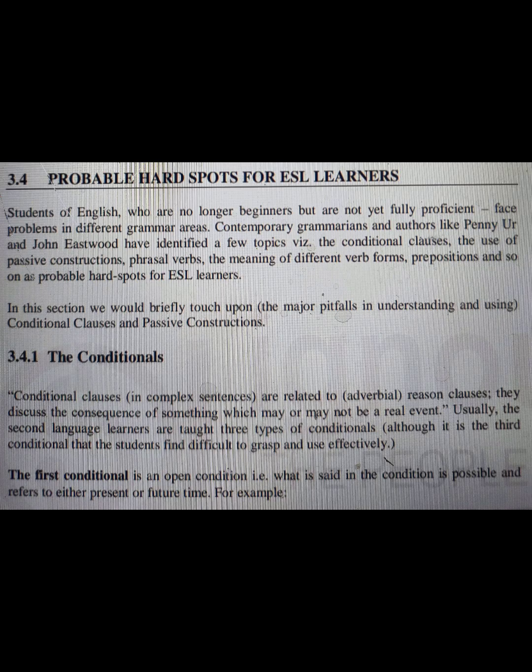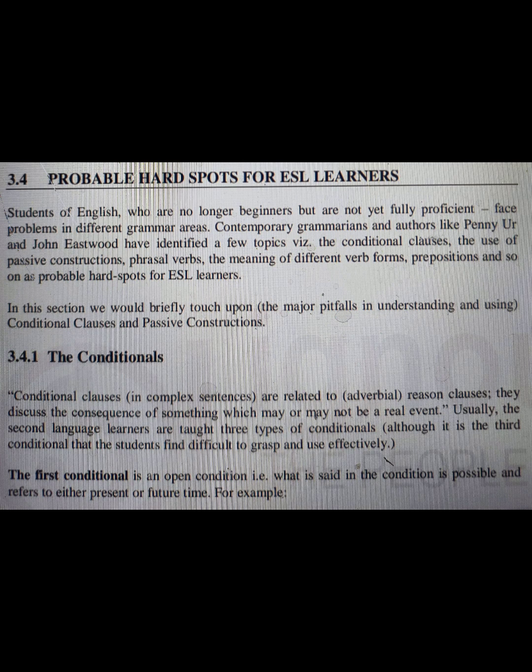Probable hard spots for ESL learners. Students of English, who are no longer beginners but are not yet fully proficient, face problems in different grammar areas. Contemporary grammarians and authors like Swan and John Eastwood have identified a few topics, viz. the conditional clauses, the use of passive constructions, phrasal verbs, the meaning of different verb forms, prepositions and so on as probable hard spots for ESL learners. In this section we would briefly touch upon the major pitfalls in understanding and using conditional clauses and passive constructions.